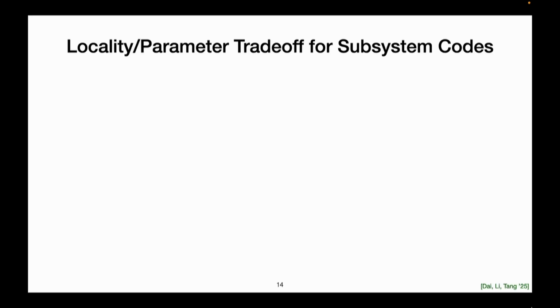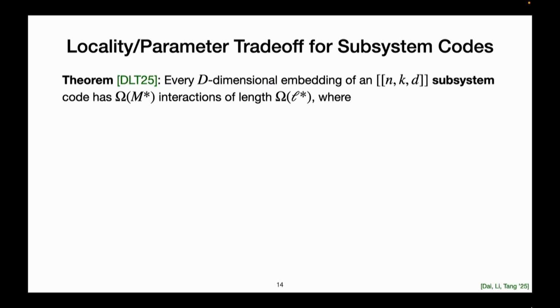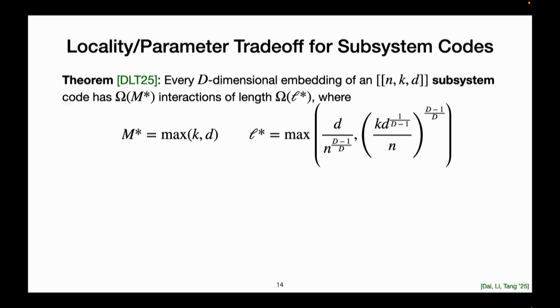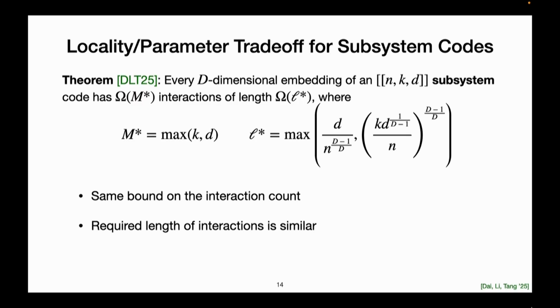So here's our result. This is a locality parameter trade-off for subsystem codes, and it goes like this. It says that every d-dimensional embedding of an [[n,k,d]] subsystem code has at least m* interactions of length L*, where m* is max(k,d) and L* is this big expression here. And then immediately we see some similarities with the bound on stabilizer codes. First of all, there's the same bound on the interaction count, and the required length of interaction is similar.